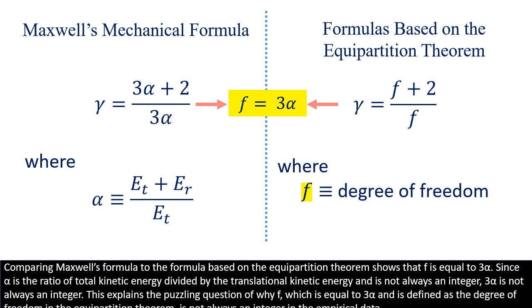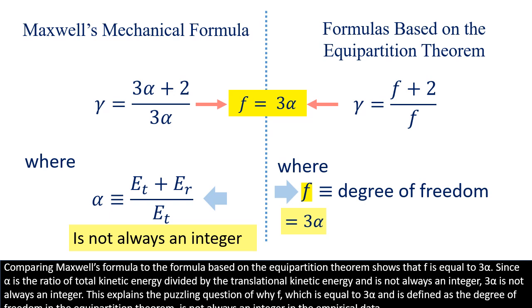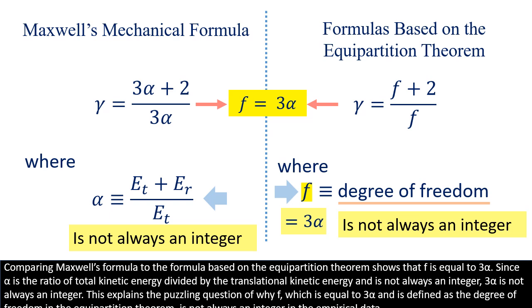Since alpha is the ratio of total kinetic energy divided by the translational kinetic energy and is not always an integer, 3 alpha is not always an integer. This explains the puzzling question of why F, which is equal to 3 alpha and is defined as the degree of freedom in the equipartition theorem, is not always an integer in the empirical data.